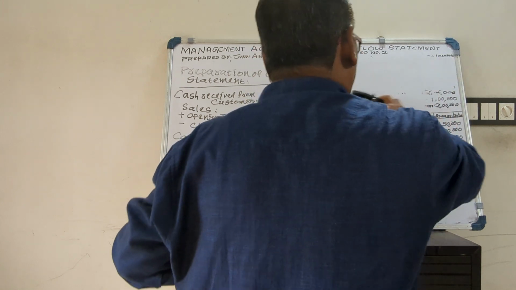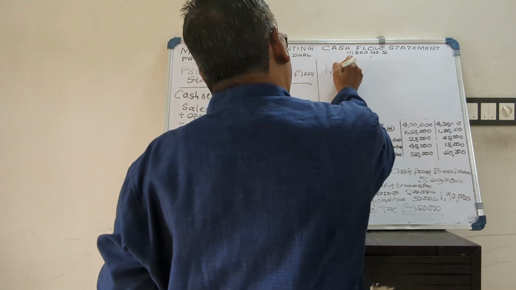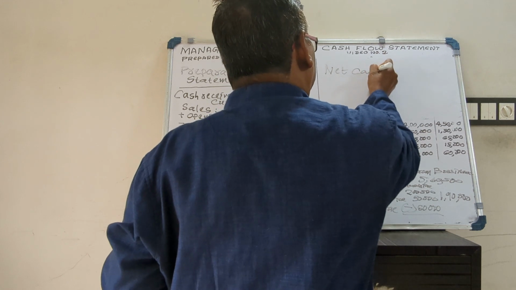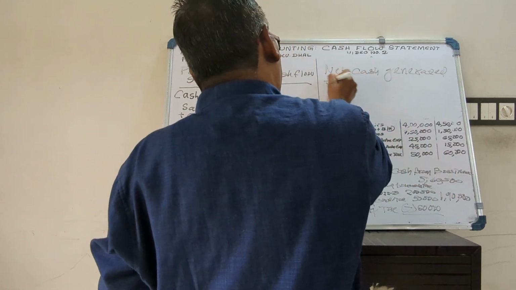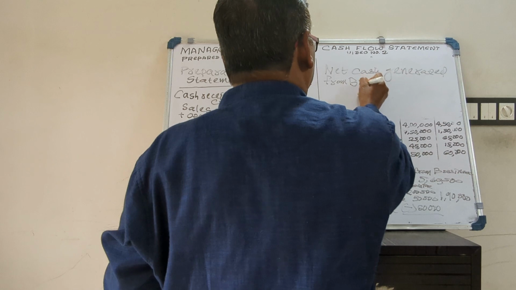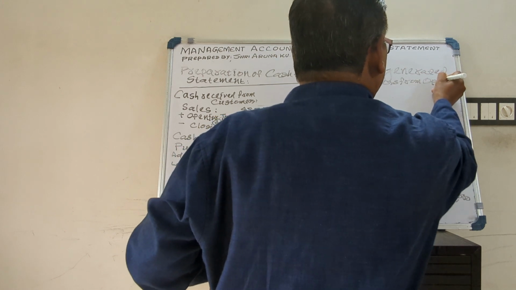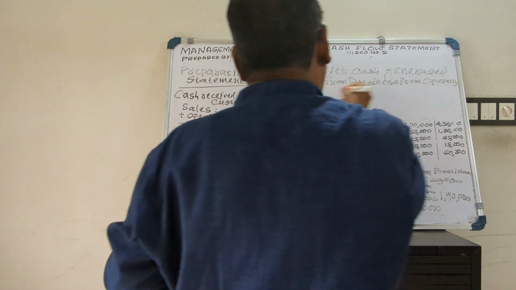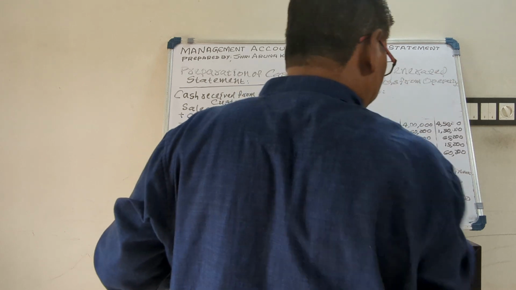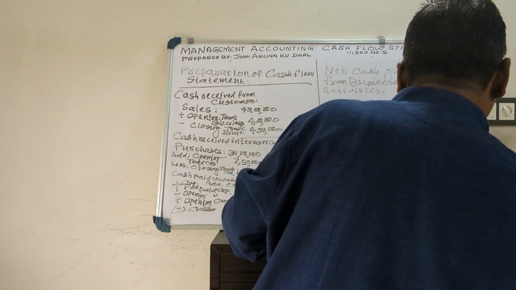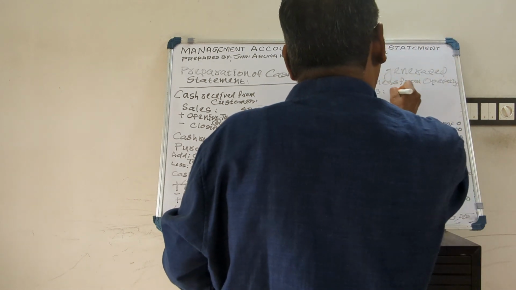So the net result is net cash. This is inflow. This is net cash generated from business, generated from operating activities, which is 5,60,000 minus 1,90,000, that is 3,70,000. 3,70,000 is the answer.